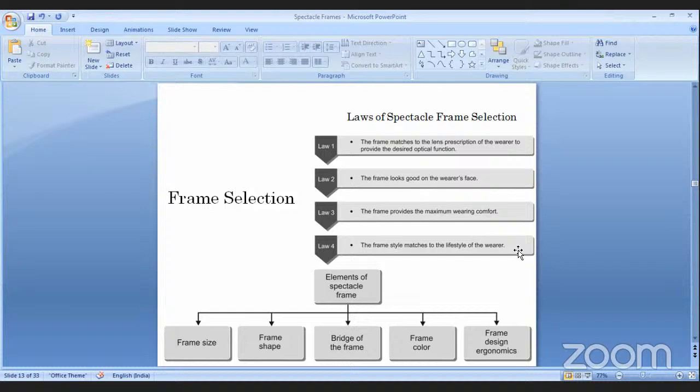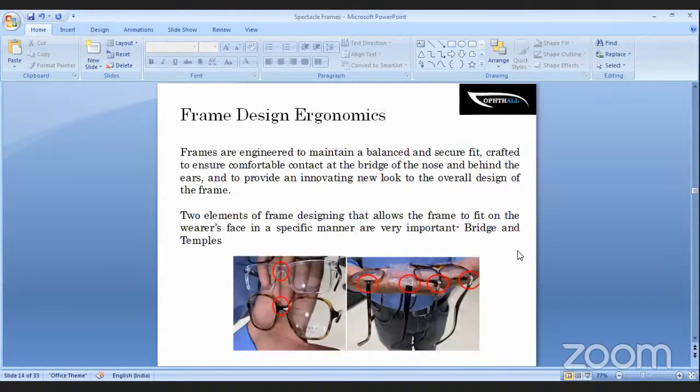As far as frame design ergonomics is concerned, this is the most important aspect of frame fitting, and we will discuss this in detail. First of all, let me tell you, ergonomics is a word which is very commonly used in the furniture industry, and it relates to efficiency and comfort. The same is the case for optical frames also. When I talk about frame design ergonomics, I mean how the frames are constructed for the purpose of use on the individual face.